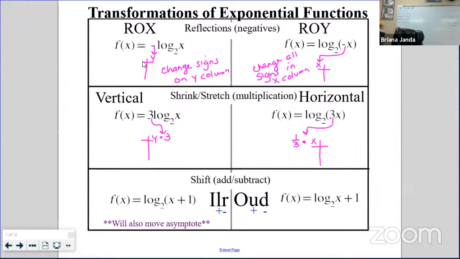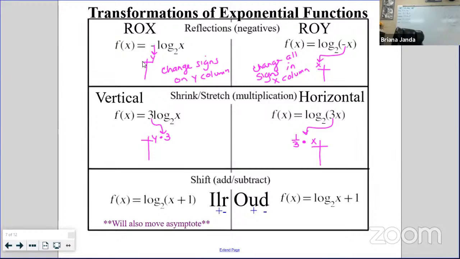At this point, I would lightly dot out everything I've got in my table, and I would just count to get my final picture if there's any addition or subtraction. So remember, ILROUD: inside is going to move us left and right, opposite of what we think. Outside is going to move us up and down, exactly what we see there, and then there's the difference between whether it's grouped in parentheses or not.